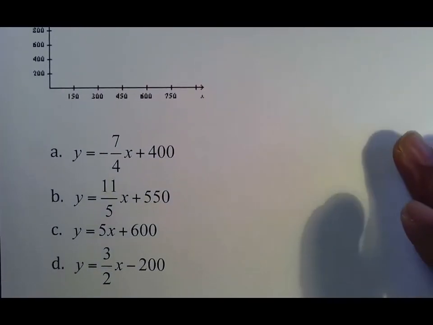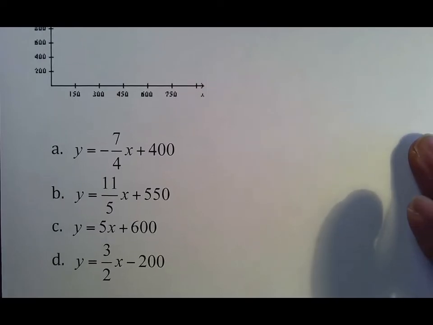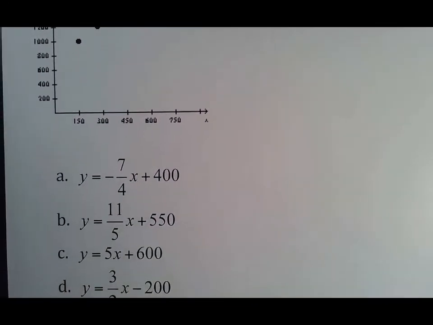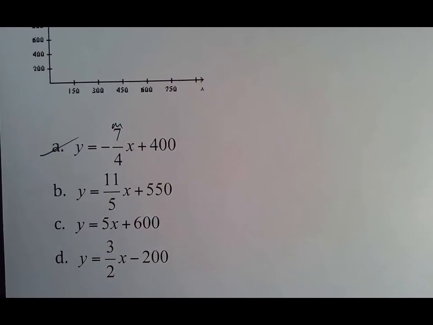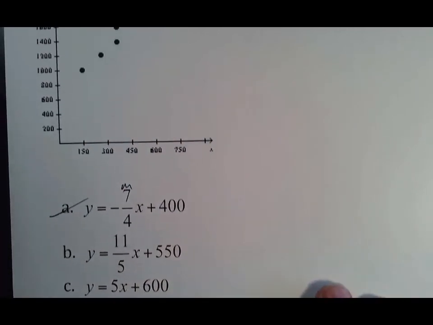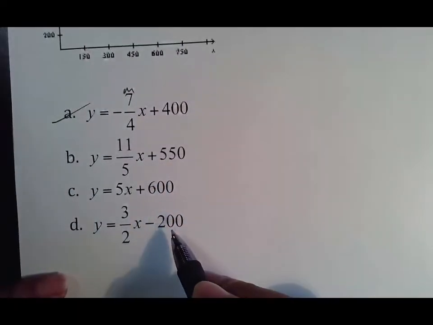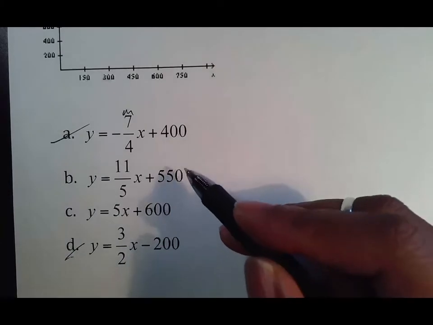Which equation could be a prediction equation for the data points shown in the scatter plot below? I believe this is one of your interim measure questions. Please use your common sense on this. Watch this. First off, it's a positive correlation, which means my slope should be positive, which means I can eliminate A, because remember, that's your slope. Second thing is my y-intercept should definitely be somewhere in the upside, not in the negative 200, so I can eliminate that one. So now it just comes down to what's going on here.